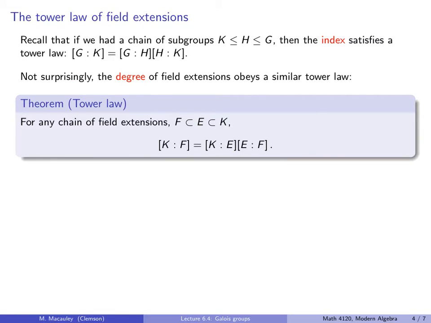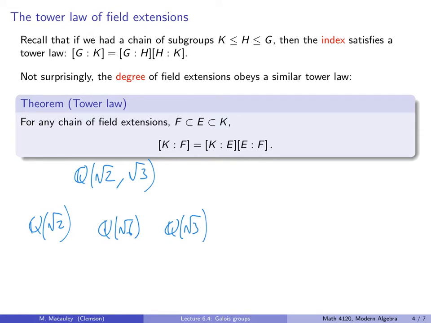And I say not surprisingly because we've seen that subgroup lattices and subfield lattices look similar. Let me give you an example. Let's consider, say, Q adjoined root 2 and root 3. This has 3 non-trivial subfields: Q adjoined root 2, Q adjoined root 6, which is the product of root 2 and root 3, and Q adjoined root 3. These all contain Q. So here is the lattice of subfields, and each extension here has degree 2.